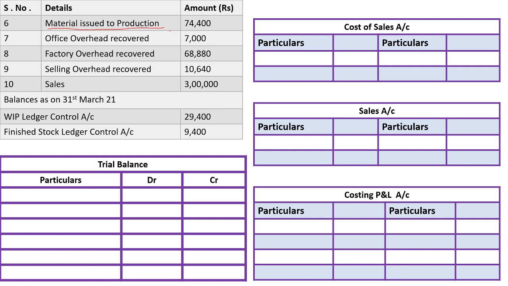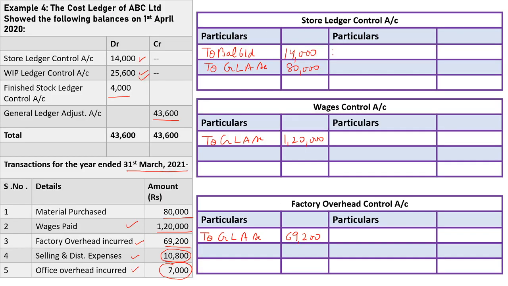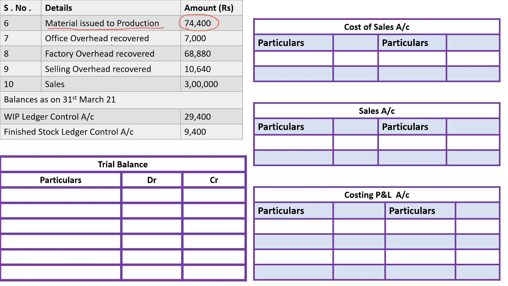Now the material is transferred from the store to the production, which is known as WIP ledger control account, amounted to 74,400. So in stores ledger control account on credit side, because material is transferred to WIP ledger control account amounted to 74,400, and where the material is transferred, WIP ledger control account, so we debit the WIP ledger control account with stores ledger control account 74,400. Next transaction is office overhead recovered.